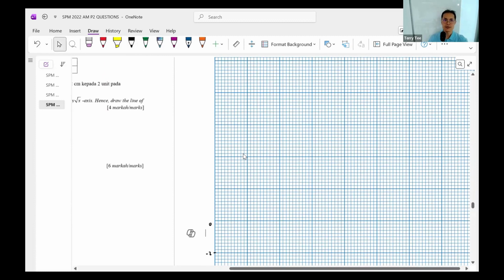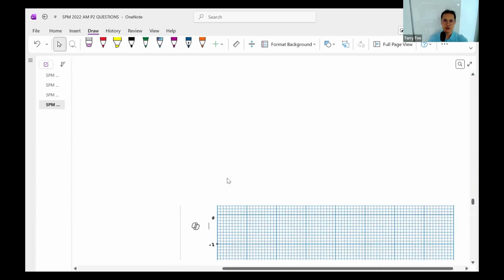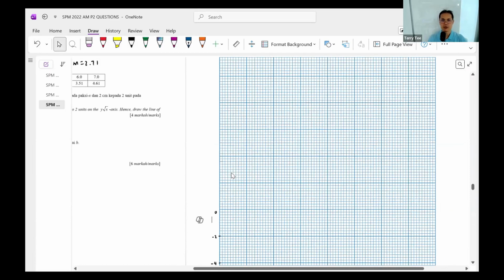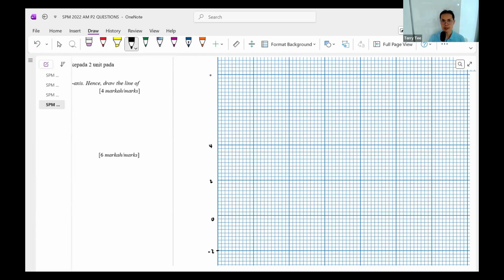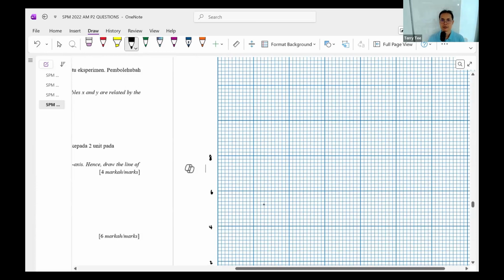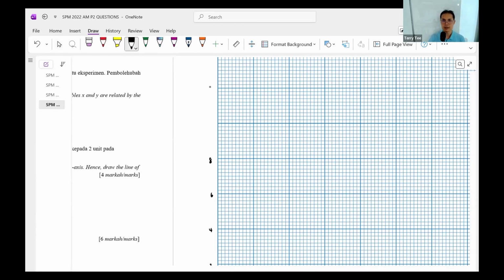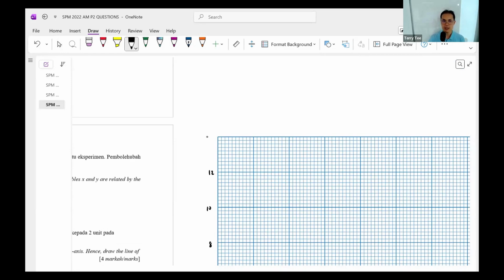What is the largest value? If you look at the list, the largest value I got from my table is 12.2. Maybe I'd go to 14. So this is 2, 4, 6, 8, after that 10, 12, 14. So this graph occupies the whole space, y against x.